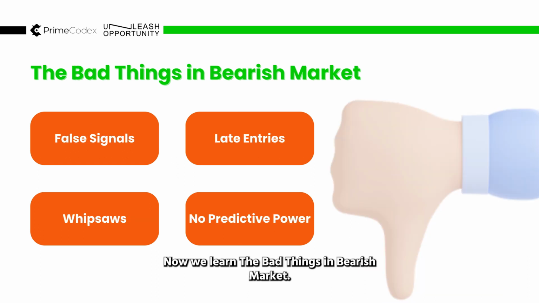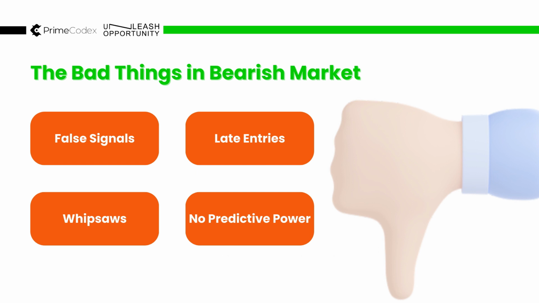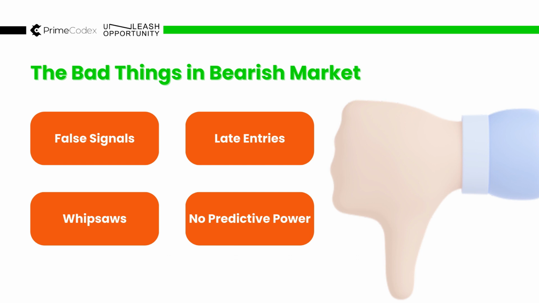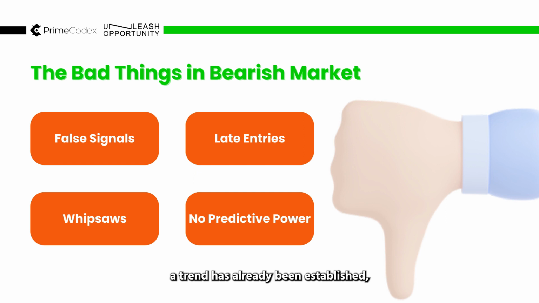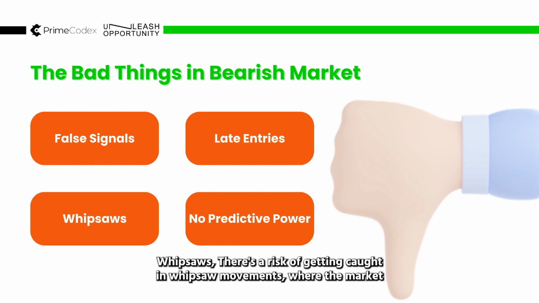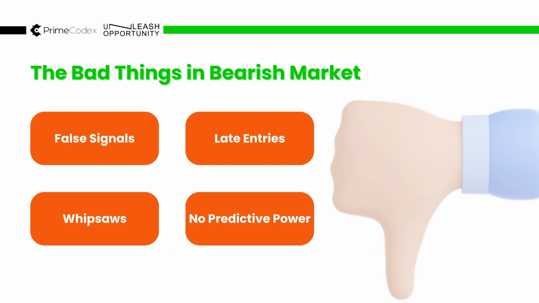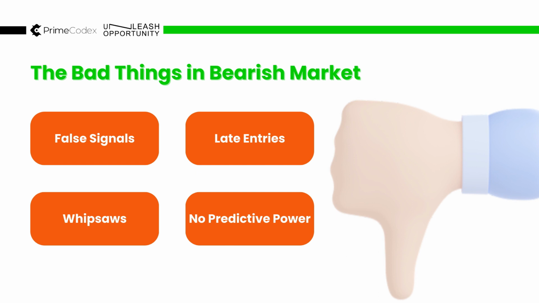Now, we learn the bad things in bearish market. False signals. Trend following strategies can generate false signals during periods of consolidation or when the market is exceptionally volatile. Late entries. Trend following strategies may result in entering trades after a trend has already been established, leading to missed profit opportunities. Whipsaws. There's a risk of getting caught in whipsaw movements, where the market briefly reverses direction before continuing the original trend. No predictive power. Trend following doesn't predict market reversals or turning points. It only identifies and follows existing trends.